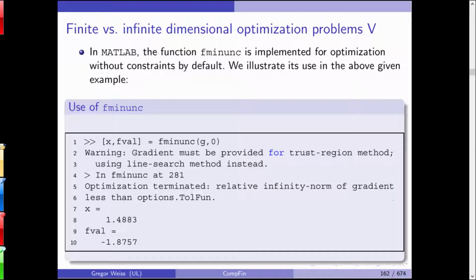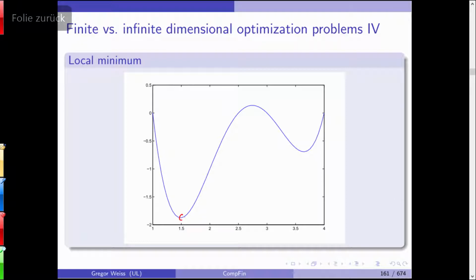In fminunc, you supply g, you supply 0, which is the starting value, and you write the output into x and fval. Why? Remember, you don't only want to find x star, you will also want to know what is f of x star. And you can see fminunc, if we start at 0, the result is 1.4883. Again, remember, the basic setting is 4 digits, so you will probably see more digits later on if you were to include the precision and the number of decimal points here. Fval is -18757, and this is the global minimum.